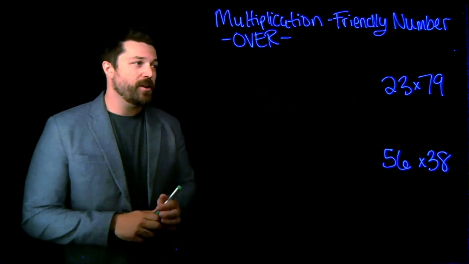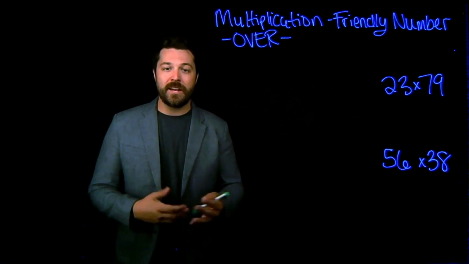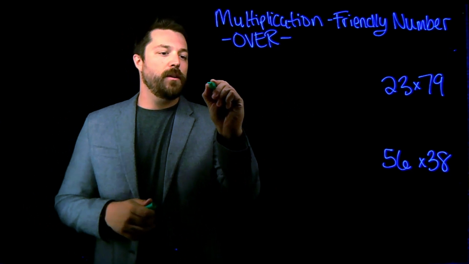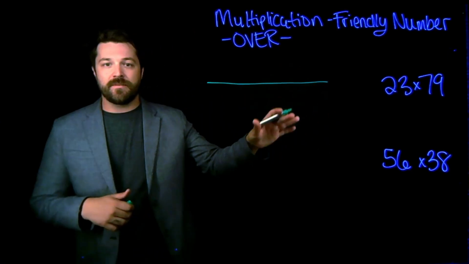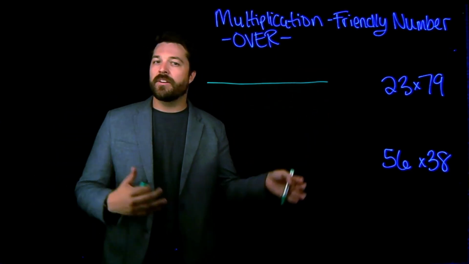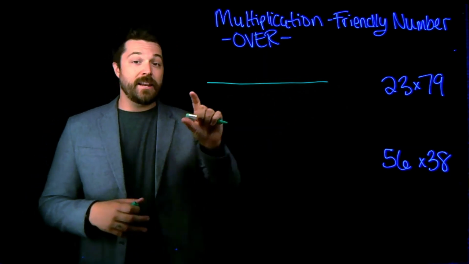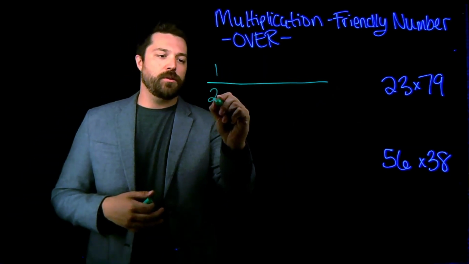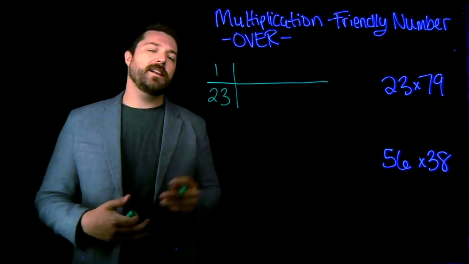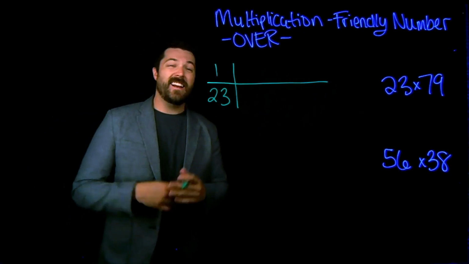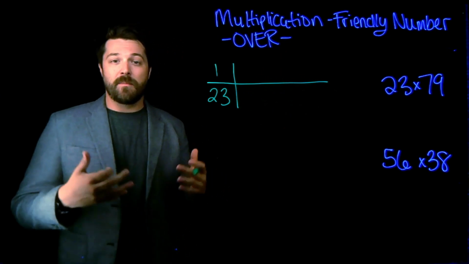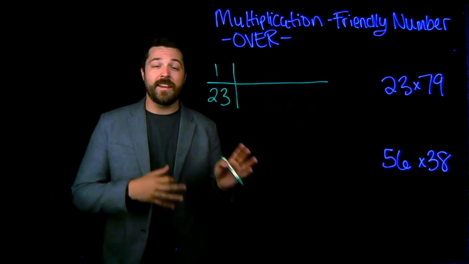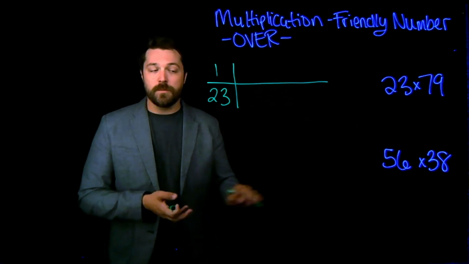For this over strategy, again, it's a multiplication example, so I'm going to model it with a ratio table. Because I'm manipulating the 79 to think about 80, I need to work up in groups of 23. So I'm going to start with 23. Since 80 is a nice even number in the tens place, that 8 is a nice even number.